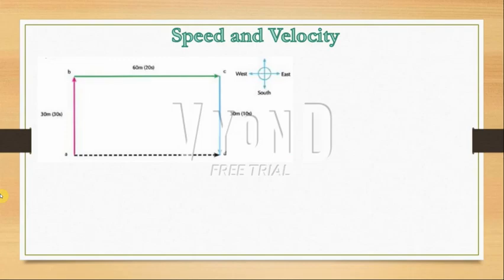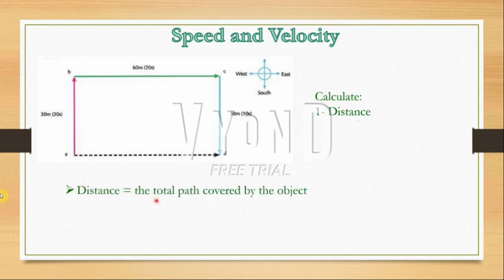Let's see this example about speed and velocity and how to calculate each of them. We have an object. This object traveled from point A to point B and covered 30 meters in 30 seconds. Then this object changed direction and moved from B to C and covered 60 meters in 20 seconds. Then from C to D it covered 30 meters in 10 seconds. The first thing we need to do is to calculate distance. Distance means the total path covered by the object. So the object covered 30 meters plus 60 meters plus 30 meters, which is 120 meters.